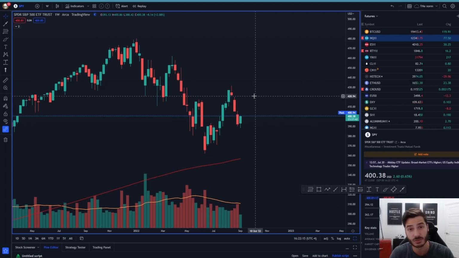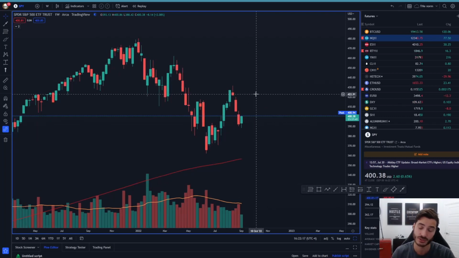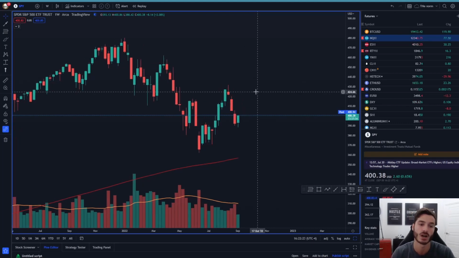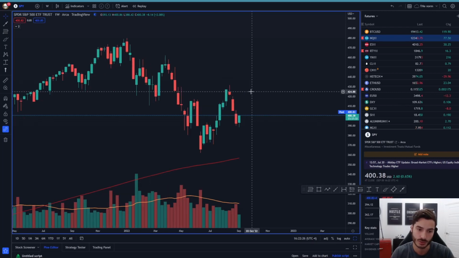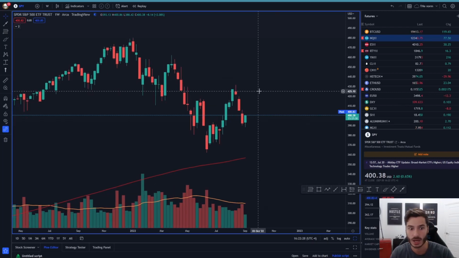So this is the weekly chart for SPY. Remember, you always want to start out on the weekly, then go down to the daily. The higher the time frame, the stronger your levels will be, because that means it took longer to either break or hold another level.